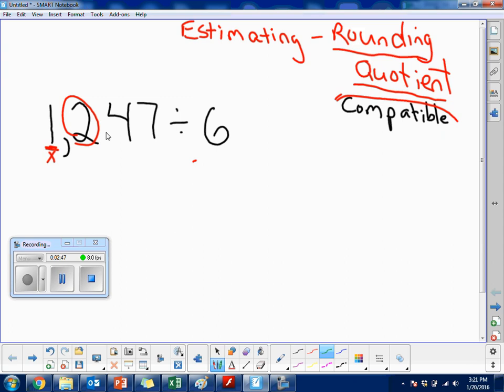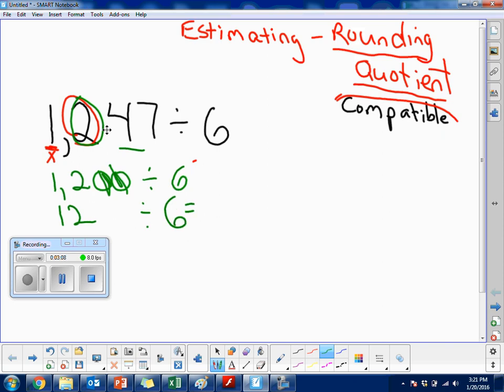let's go over to our 2 and see maybe this 2 can be rounded. So let's look at that 4, and that makes it round to 1,200 divided by 6. Well, let's take our zeros away, and here we have 12 divided by 6, and we know that equals 2. Then let's add our 2 zeros on the end, and the answer to this one is 200.